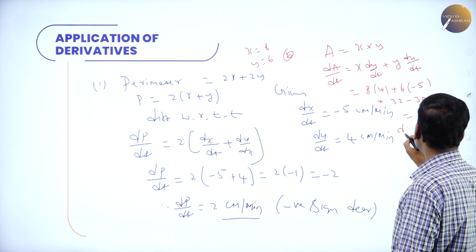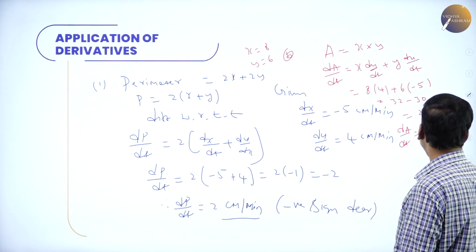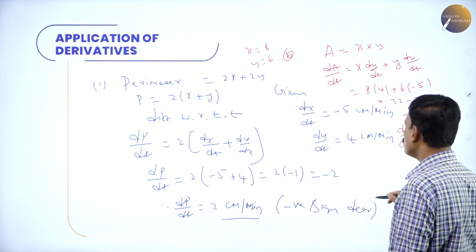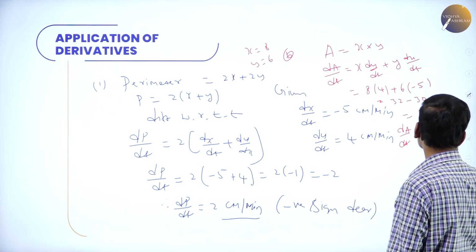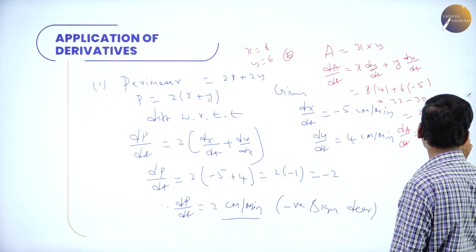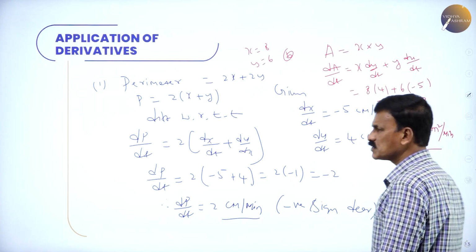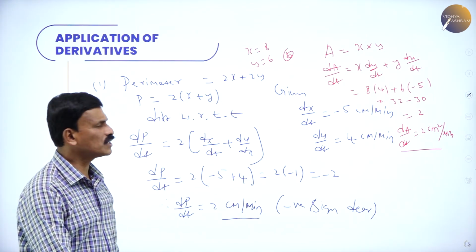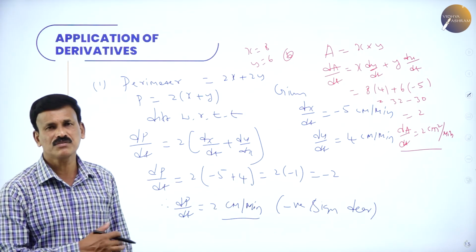So therefore, dA by dt is equal to 2. The rate of change of area is given by 2 centimeters square per minute. That's all. The rate of change of area, 2 centimeters square per minute, is the required answer for this problem.